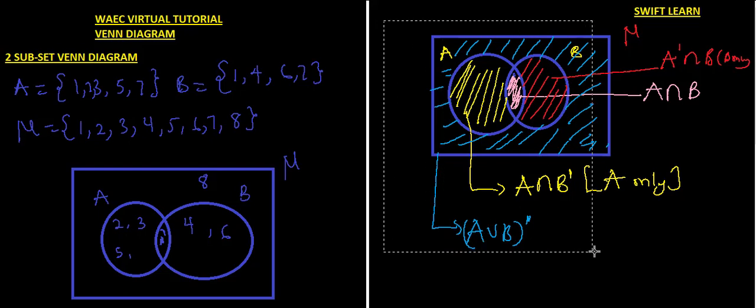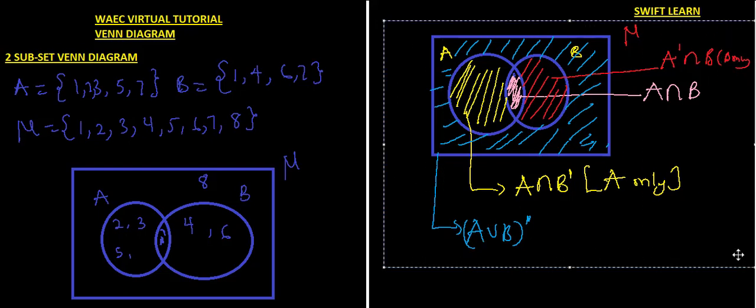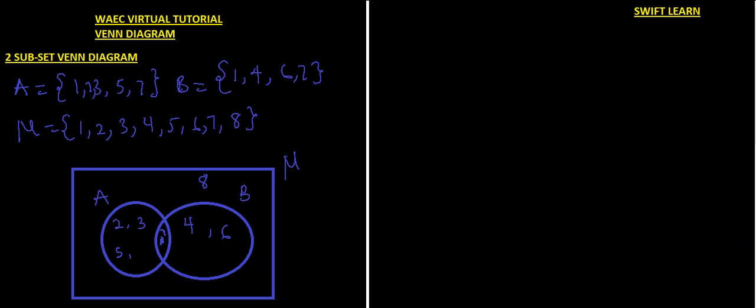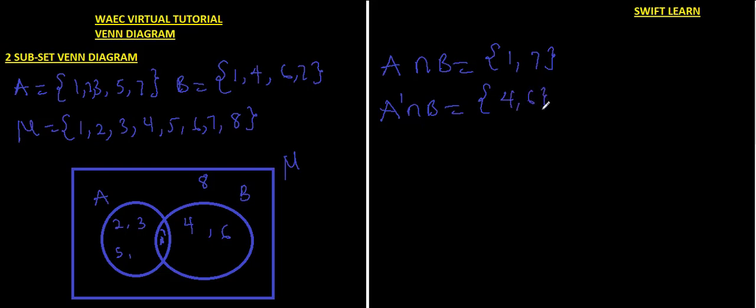I want to say one or two things before we move on to real questions. My A intersection B from here is 1 and 7. You see the good thing about Venn diagrams: a Venn diagram is just a diagrammatic representation of your set. Do you get that now? So this is A intersection B. Now if I want to say A prime intersection B, it means B only. What is in B only? Just 4 and 6. Are you with me now?